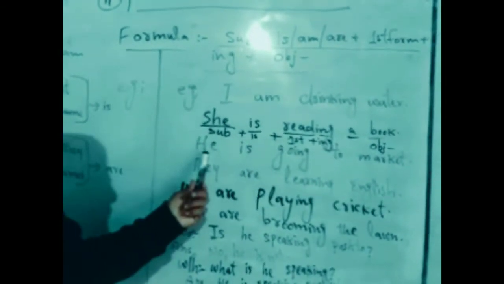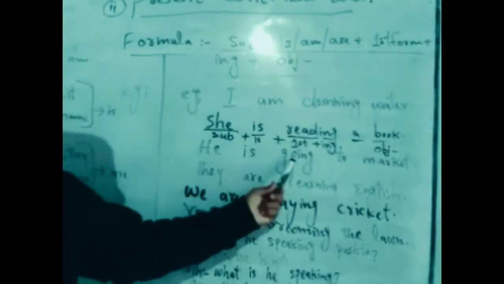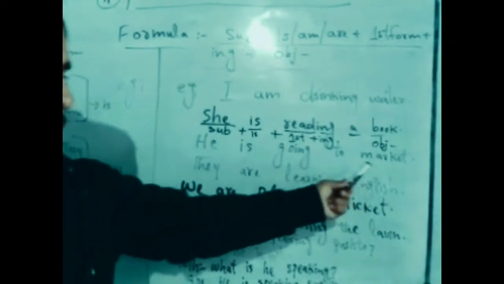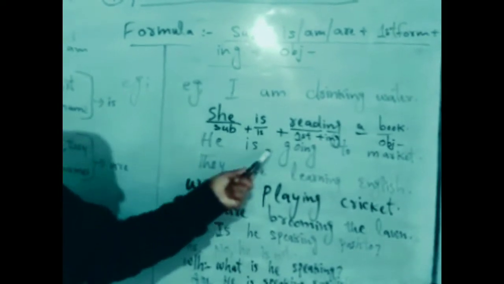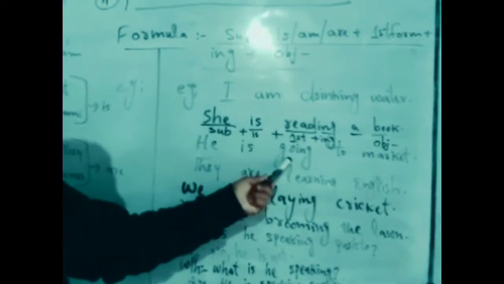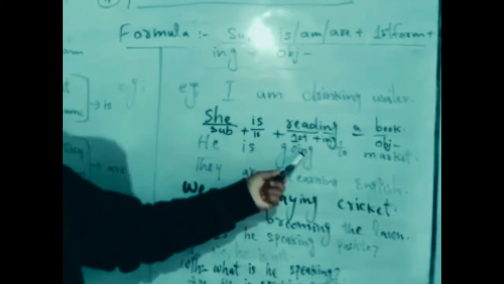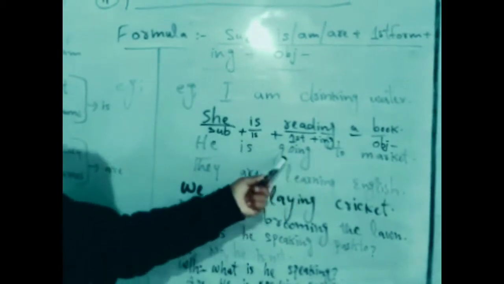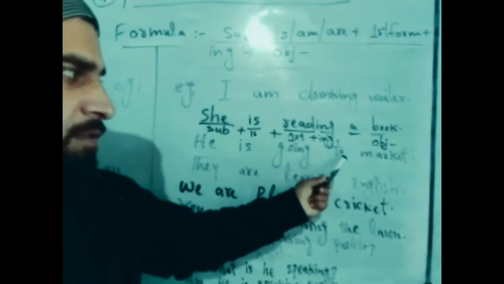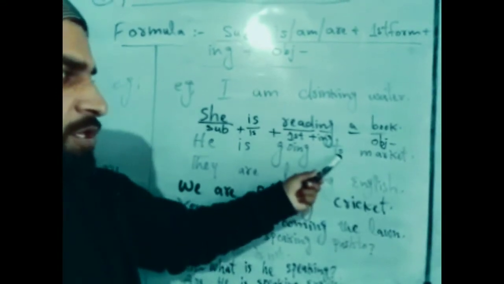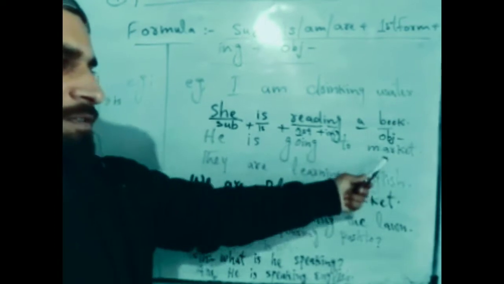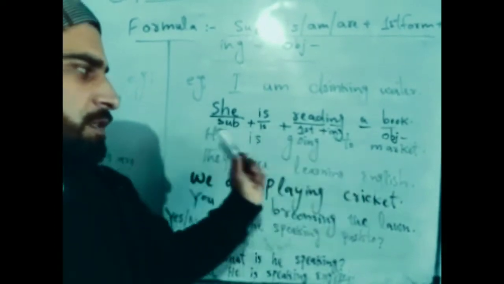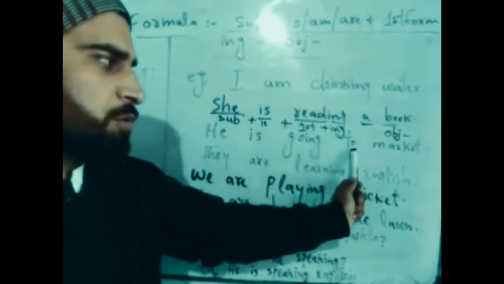Now coming to the third example, he is going to market. So he is the subject, is is the helping verb, and go is the first form of the verb, plus we have the ing form. And then we have a preposition, which shows the relationship between he and the market. He is going to market.